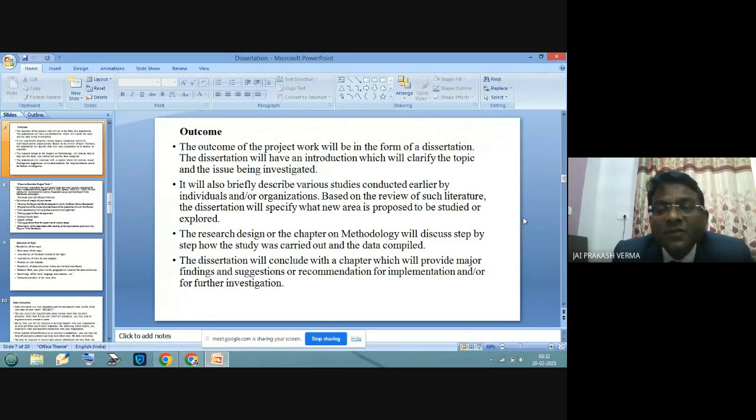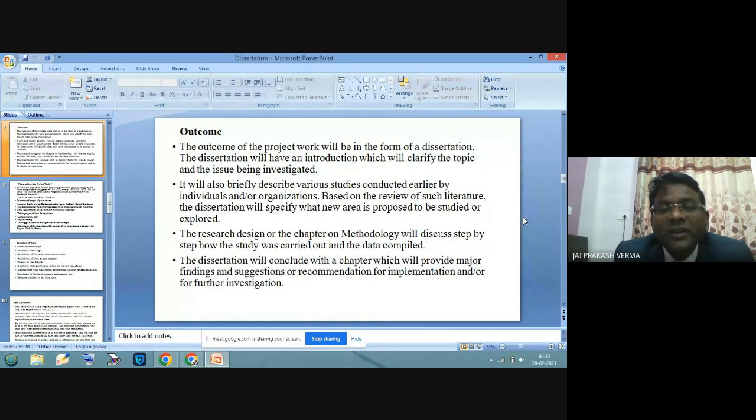The dissertation will have an introduction which will clarify the topic and issue being investigated. Basically, some topics are very important, and the number one and most important part of a dissertation is the introduction. In the introduction, you must say what type of work you are planning, and what the objectives of your research are. In reading the introduction, your supervisor must be aware that you are going for that particular work with specific objectives. So the introduction is very, very important. It is a picture of the whole dissertation and must be mentioned in the introduction part.